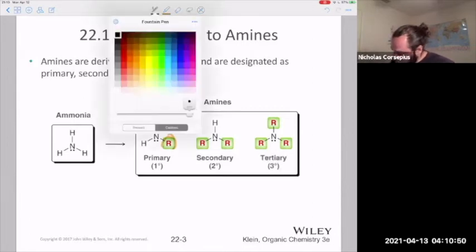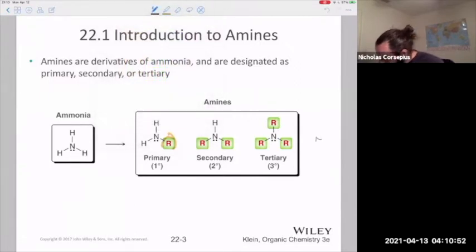And there's actually even an instance where we have 4 alkyl groups bound to the nitrogen, which would then give it a positive charge. And this would be called a quaternary amine, also known as an ammonium salt. There's got to be 2 M's. Okay, so just keep this in mind.